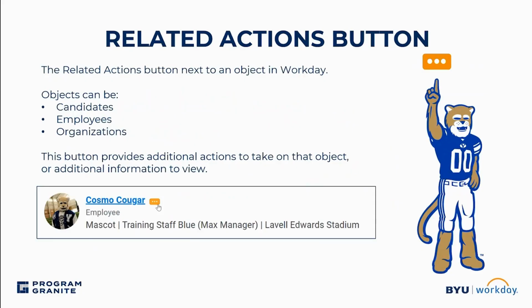Related actions. This is affectionately called the Twinkie because it looks like a Twinkie. This is an icon or a button that appears next to any object in Workday. Objects can be candidates, employees, organizations. Objects is just a fancy Workday term for something you can click on, like Cosmo Cougar, which is blue and hyperlinked. You could click on that, and then you've got the related actions next to it.